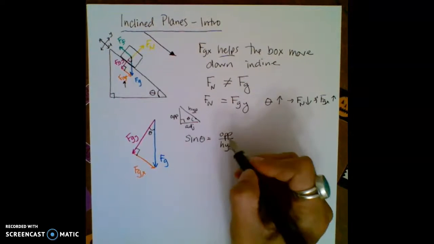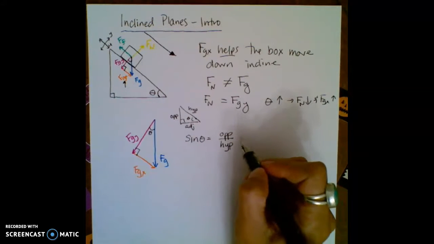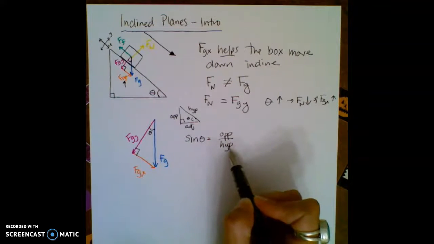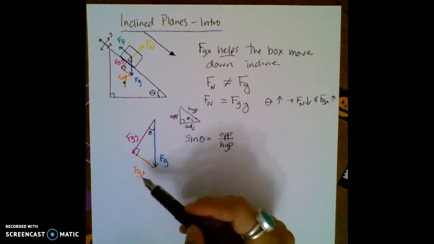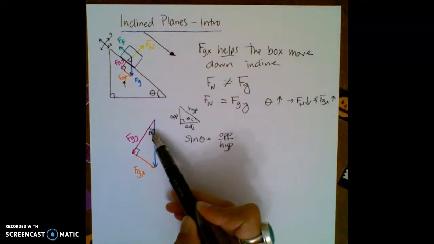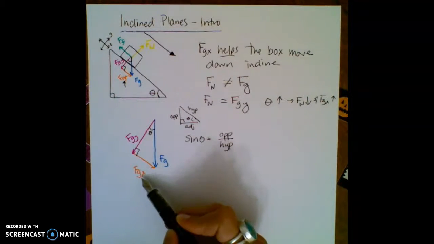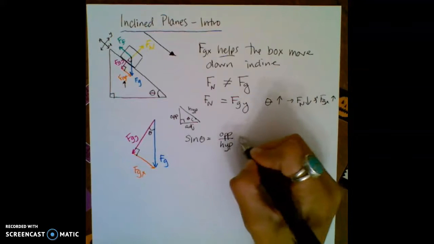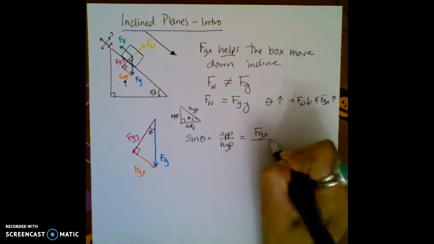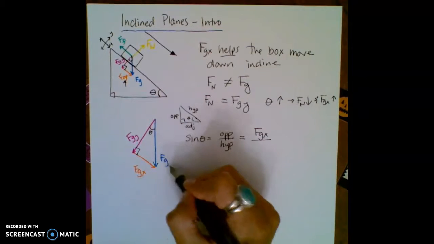But those are really math terms. It's useful, but it doesn't help me with this triangle. I need to replace opposite and hypotenuse with the labels that I have on my right triangle. So if I look at my theta here, the opposite side is Fgx. So the sine of theta here, in physics terms, is equal to Fgx over the hypotenuse, which is my blue line, or Fg.